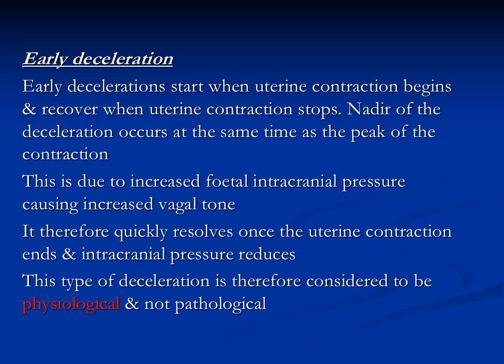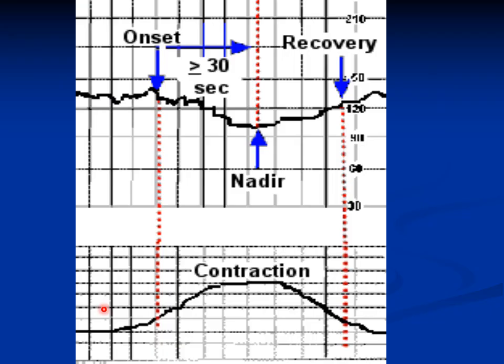Early deceleration occurs when the contraction begins and recovers when the contraction stops. The nadir of deceleration occurs at the same time as the peak of the contraction. This is due to increased fetal intracranial pressure and decreased vagal tone. It therefore quickly resolves once the contraction ends and intracranial pressure reduces. So this type of deceleration is physiological and not pathological.